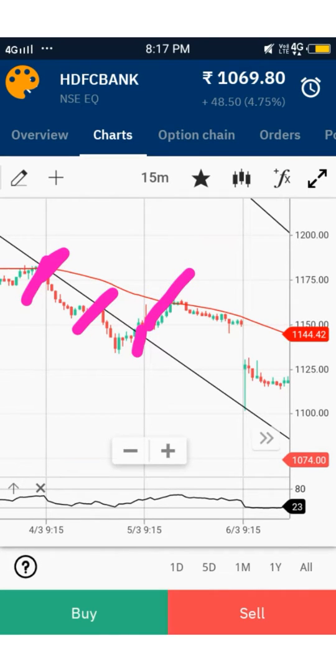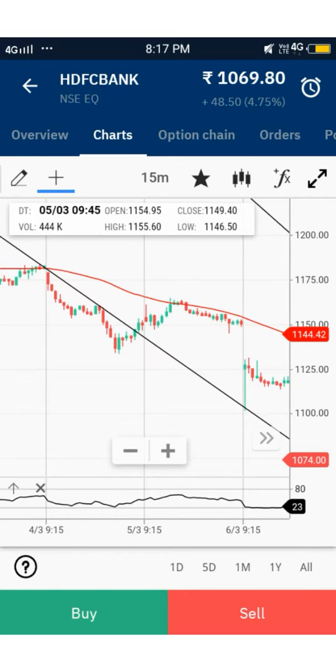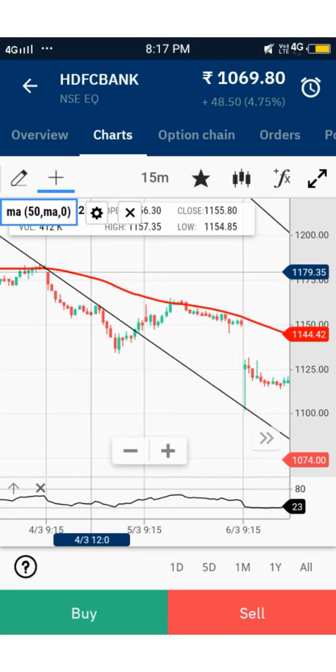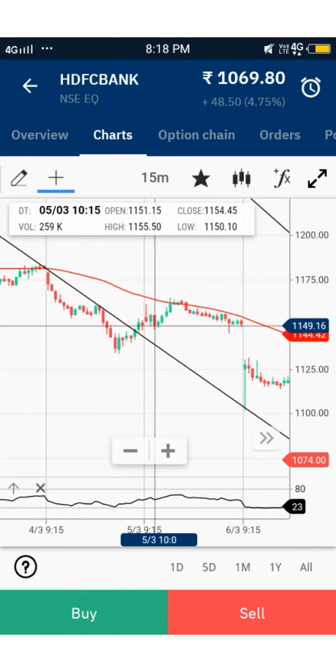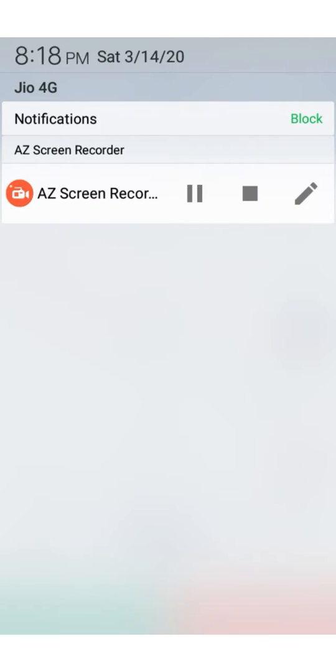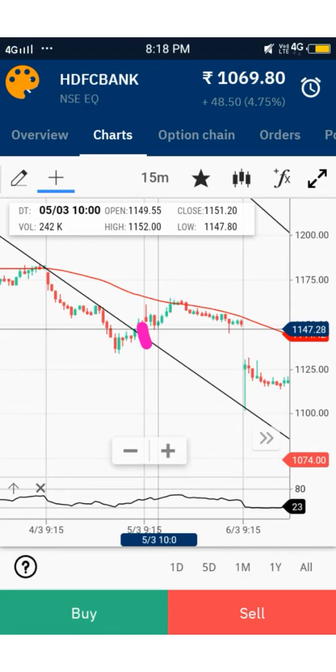Just you sell here. Your selling price is 1179. This is the sell. This is the blue candle. You take the break trend line candle, and you take the profit. This is the main thing you will do.